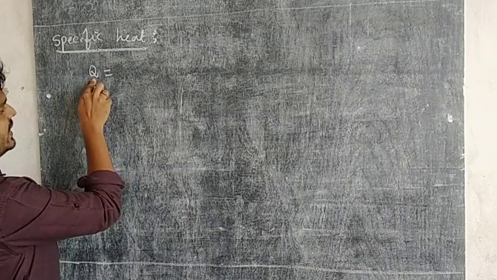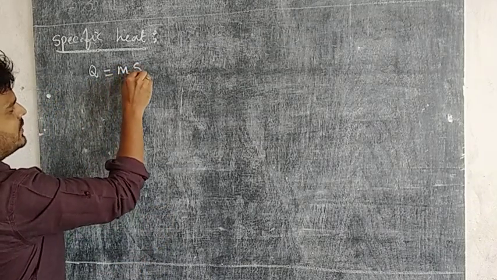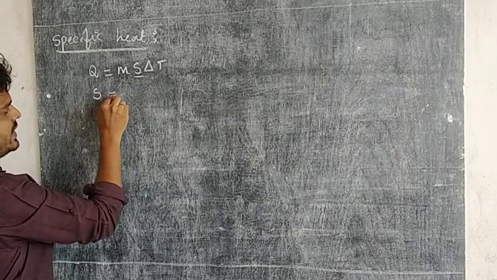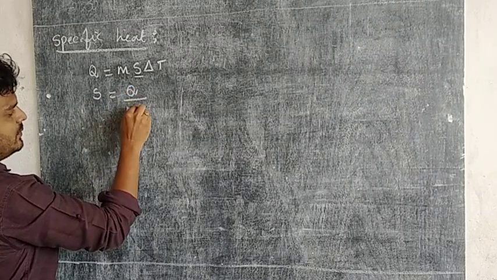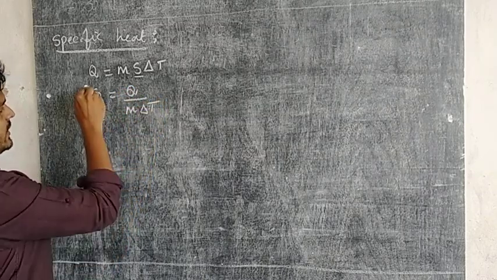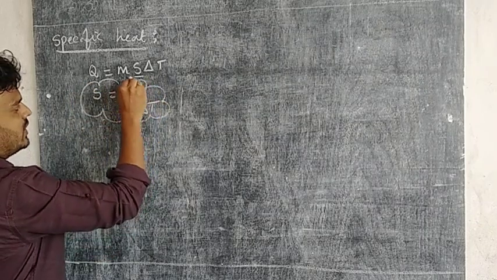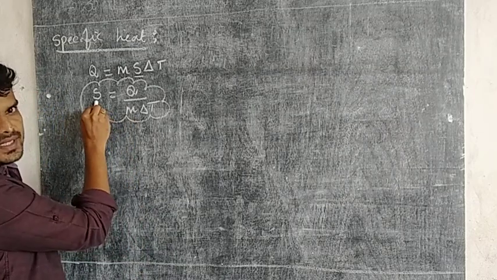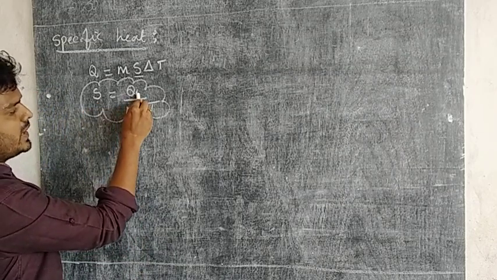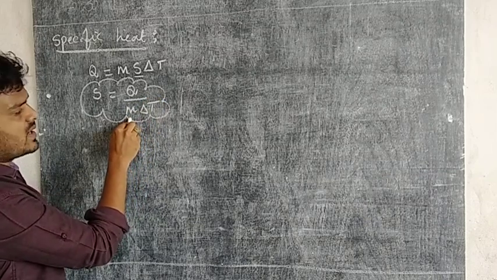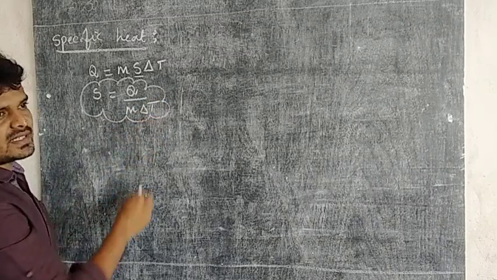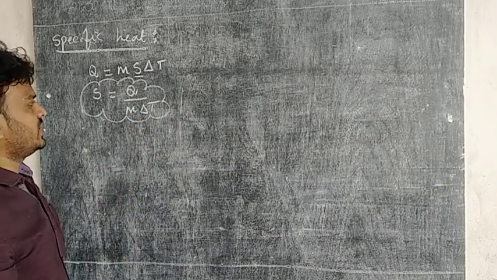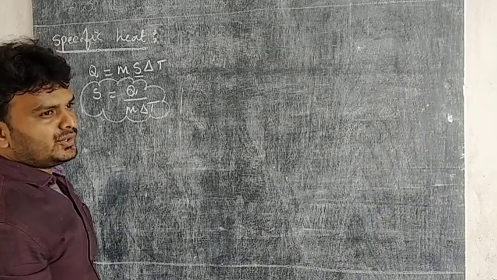So Q is nothing but heat. Q is equal to M S delta T. From this we can separate specific heat: S = Q by M delta T. This is the specific heat formula. Then what are the terms in the specific heat equation? S means specific heat, Q means heat, M means mass of the substance, delta T means change in temperature. Delta means change, T means temperature. Clear?